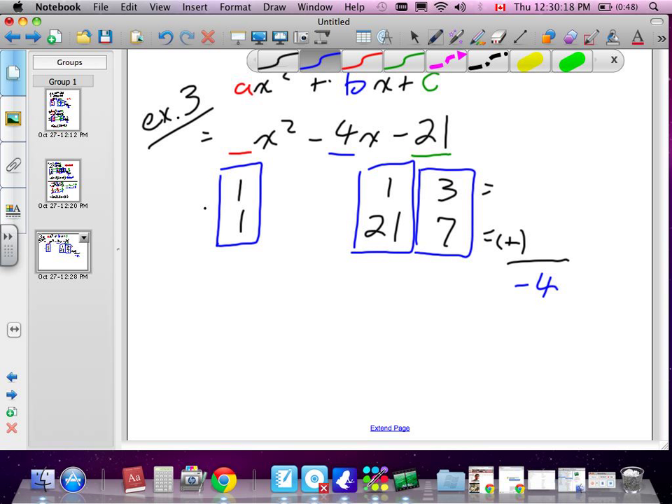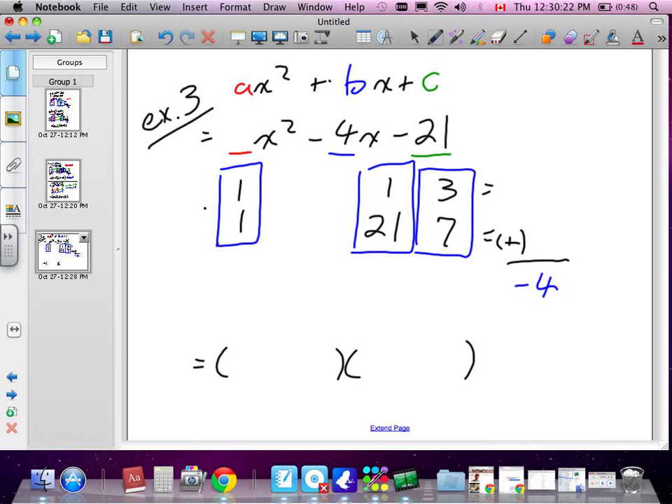We know our factored form is going to look like this. What are our first terms going to be? We already know it's going to be 1x and 1x because our only set of factors is 1 and 1. Now, 1 times 1, 1 times 21. That gives us 1 and 21. Any combination work? No. What about if I do 1 times 3 and 1 times 7? I get 3 and 7. Is there any combination that works?